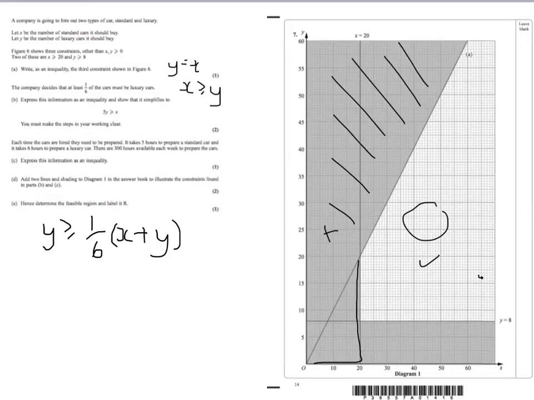Now all we need to do is a bit of algebra to untangle that. So let's first multiply both sides by 6 to get rid of that sixth. So I've got 6y is greater than or equal to x plus y. Then I can subtract y from both sides and I'm left with 5y being greater than or equal to x, which thankfully for us is exactly what it said in the question that we wanted to simplify down to.